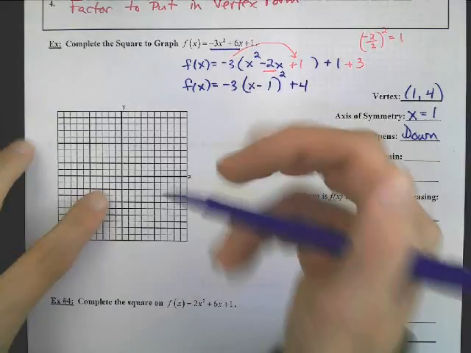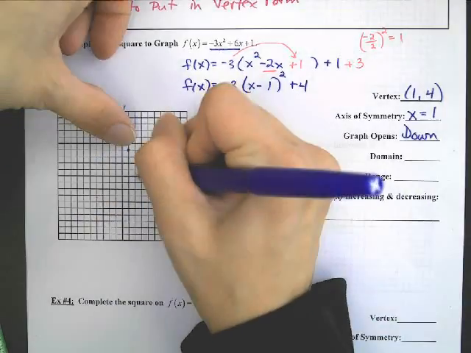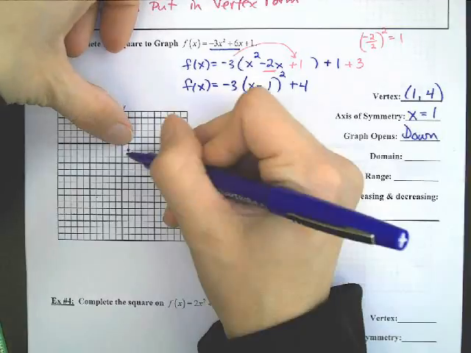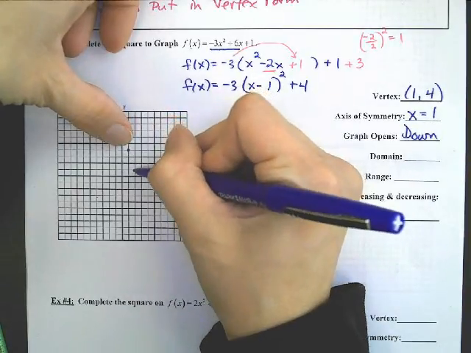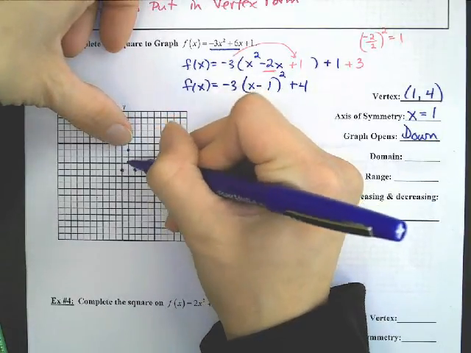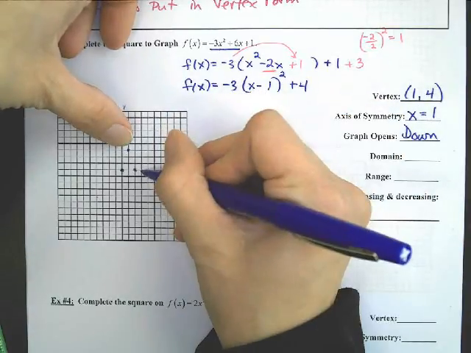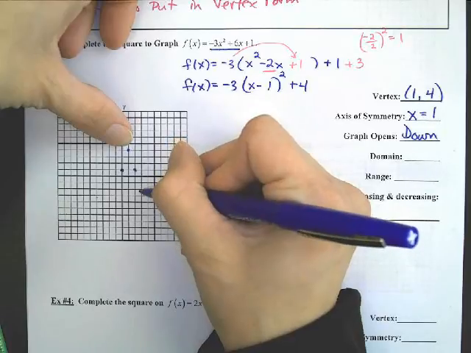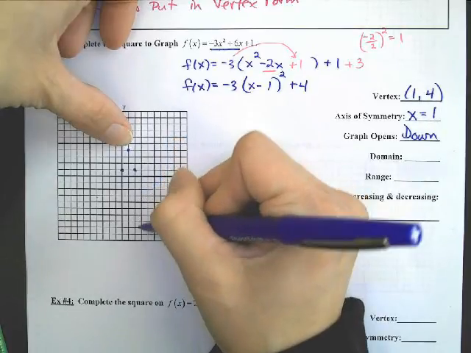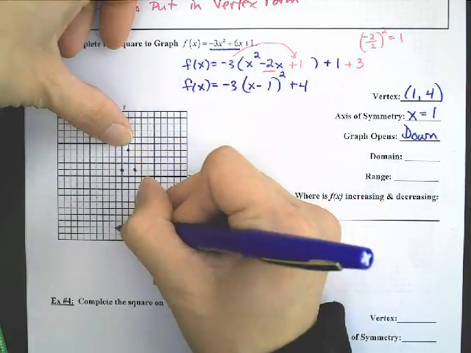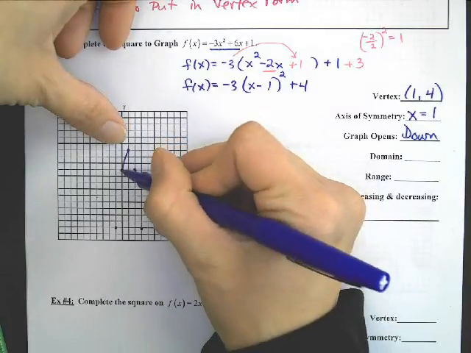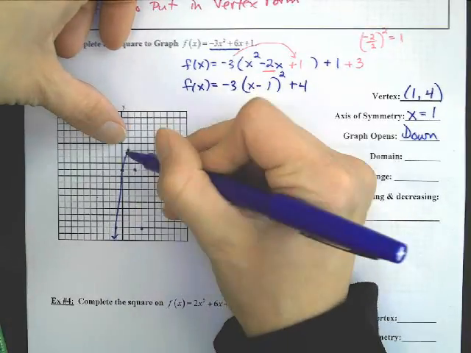So go 1 to the right, 4 up. And the graph's going to be opening down with a vertical stretch of 3. So over 1, down 3. It usually goes 1, 3, but it's not going to be 3. It's going to be negative 9. 1, 2, 3, 4, 5, 6, 7, 8, 9. That is about all we're going to fit on this graph paper here. So the parabola is opening down.